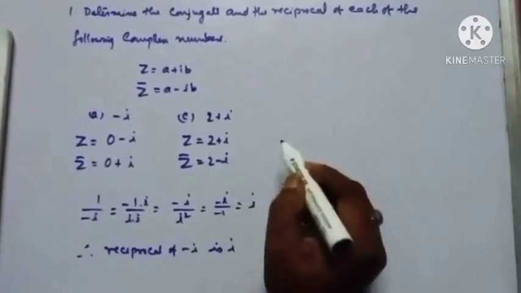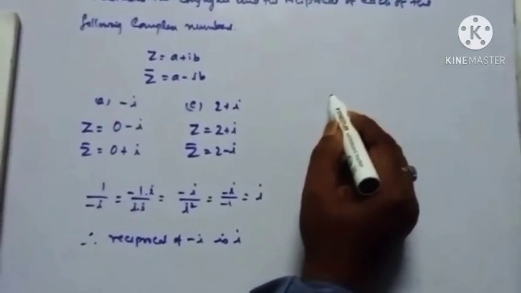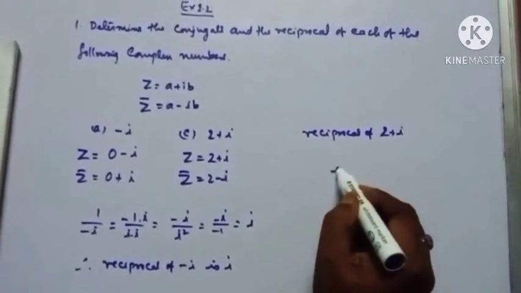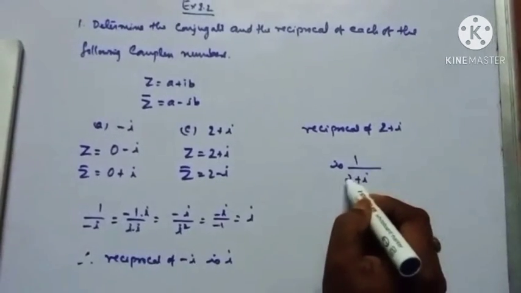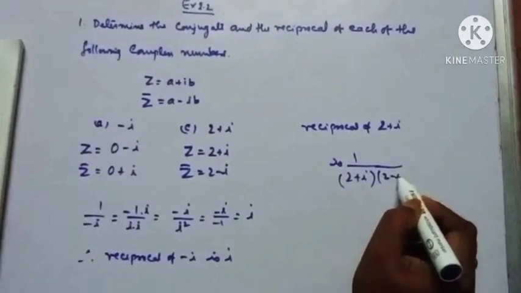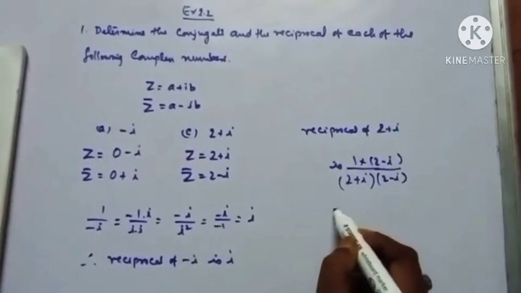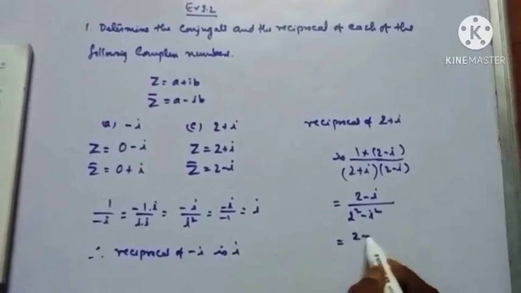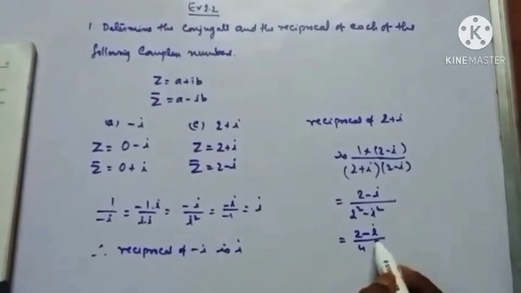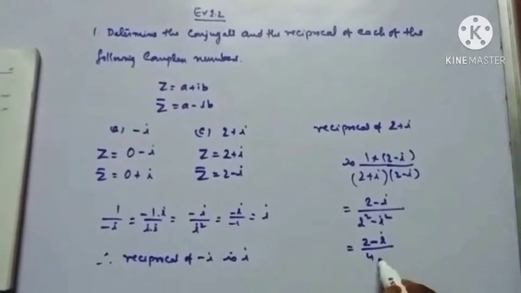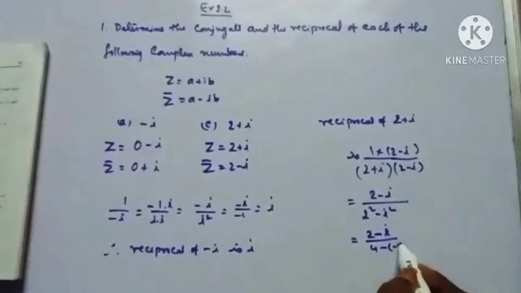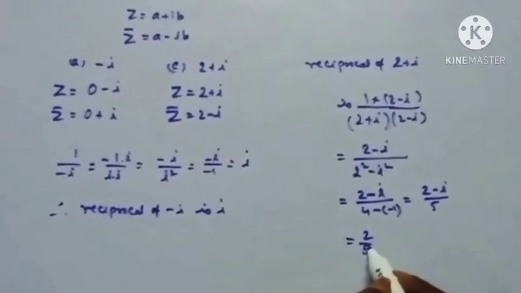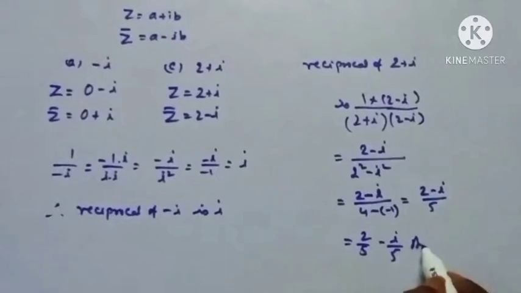Similarly, for question number 2, the reciprocal of 2 plus i is 1 by 2 plus i. Now we rationalize it, multiplying by 2 minus i. This will be 2 minus i, a plus b into a minus b, 2 square minus i square, so this will be 2 minus i by 4 minus bracket minus 1, so this will be 2 minus i by 5, that is 2 by 5 minus i by 5. This is your answer.